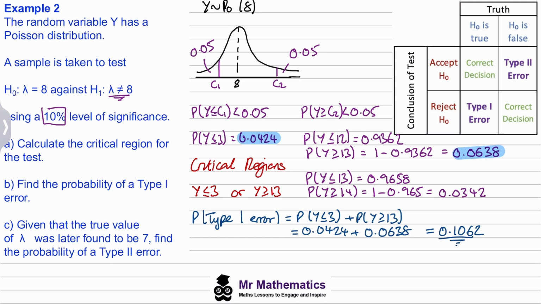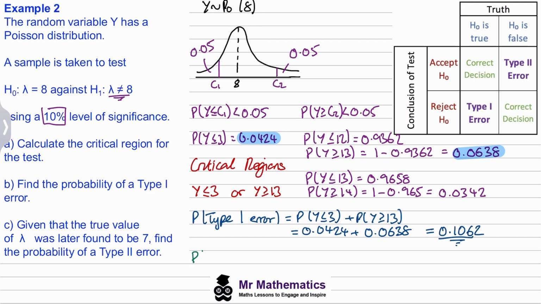Then for part C, given that the true value of lambda was later found to be 7, find the probability of a type 2 error. Well, this is when we accept H0, so we must be outside of the critical regions, but given that H0 is false, so this model is false, and we're told that lambda is actually equal to 7.